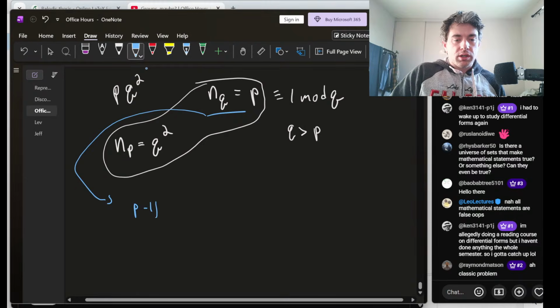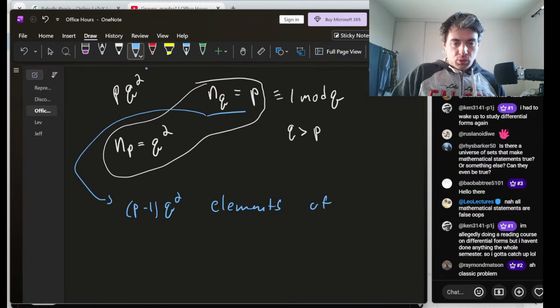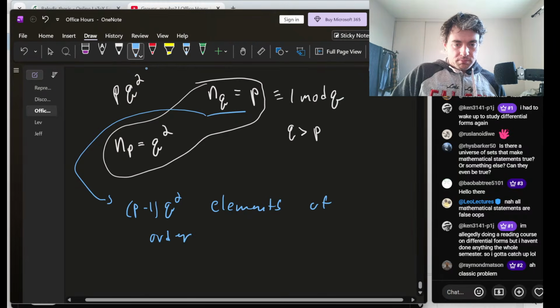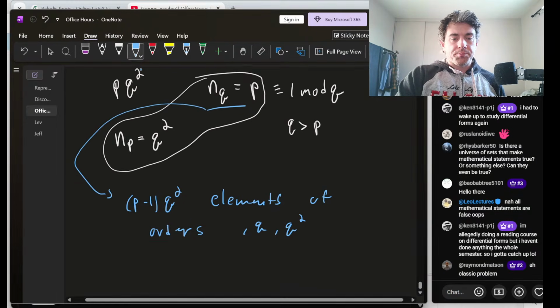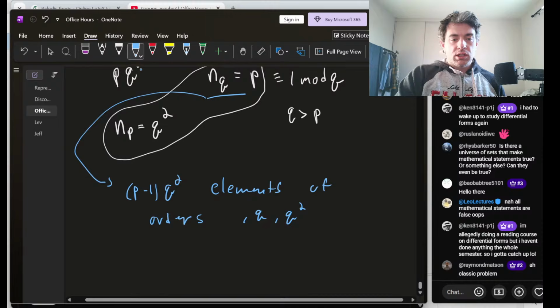p minus 1 times q squared elements of orders q or q squared, right? Oh wait, no, q or q squared, because I've taken out the identity with all of these p minus 1s. Yeah. Right.